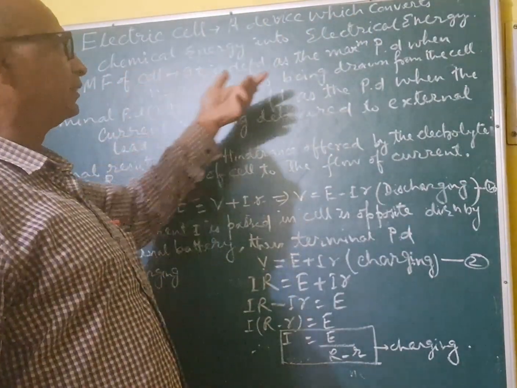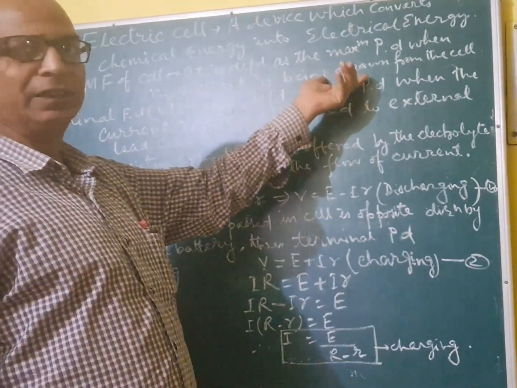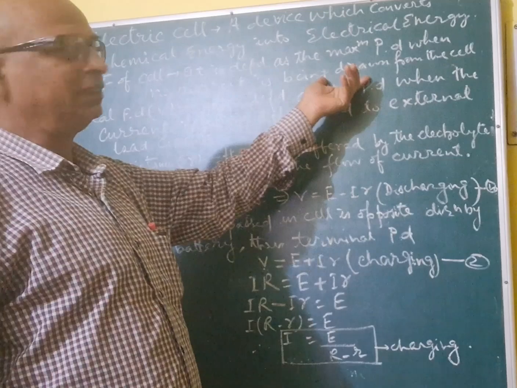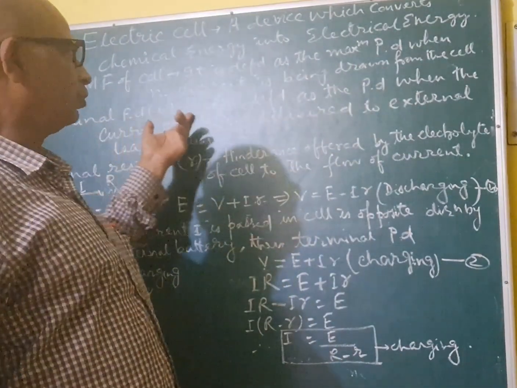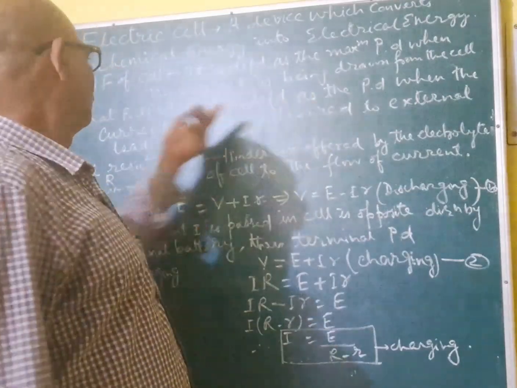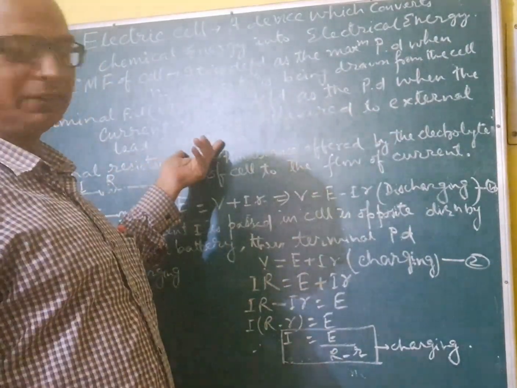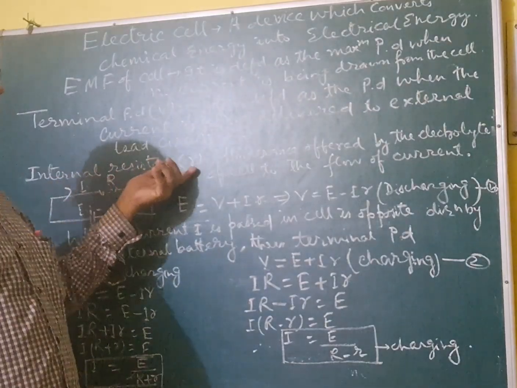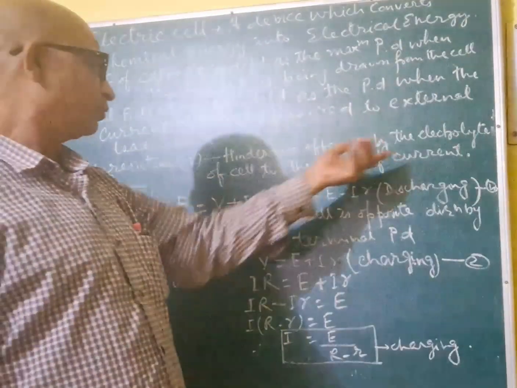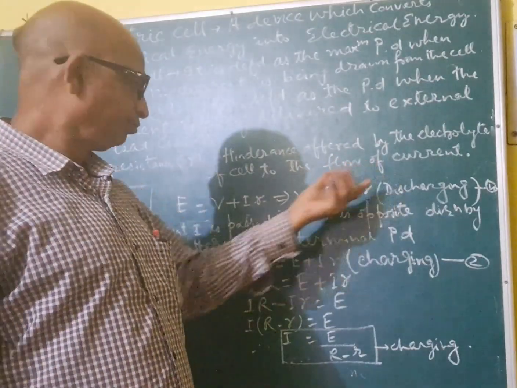Electromotive force of a cell is defined as the maximum potential difference when no current is being delivered from the cell. And terminal voltage, denoted by the letter V, is defined as the potential difference when the current is being delivered to the external load circuit. Internal resistance is the hindrance offered by the electrolyte of the cell to the flow of current.